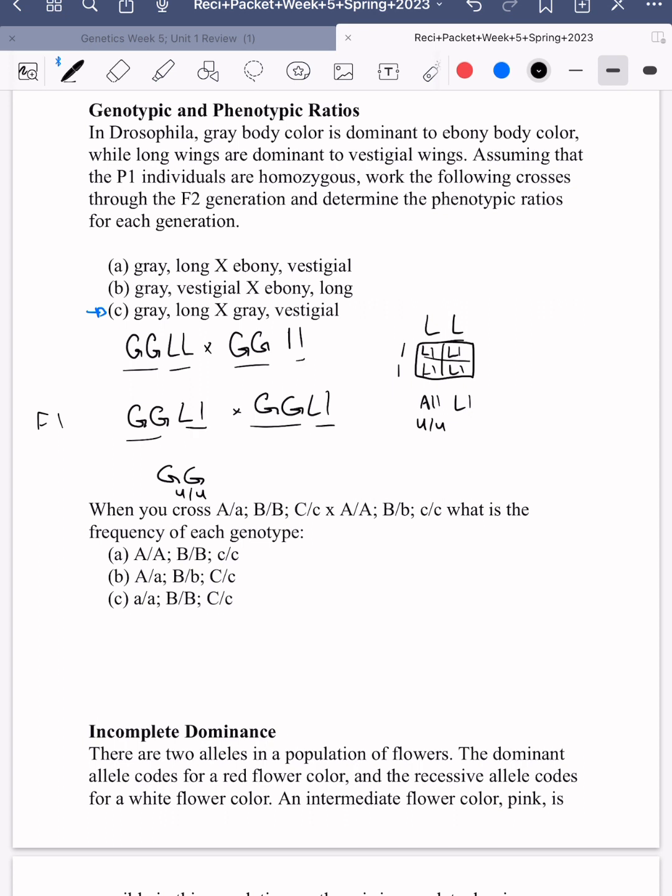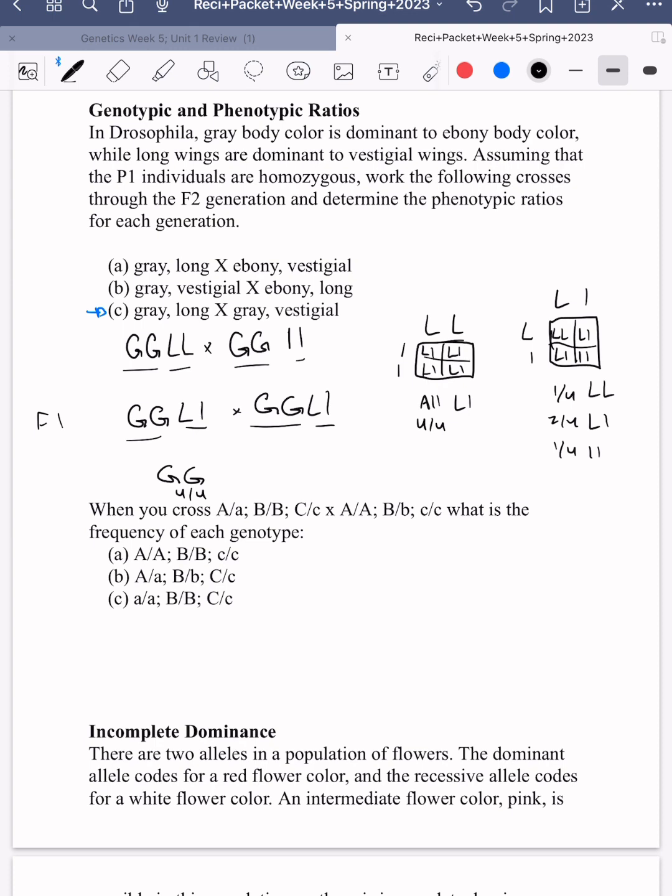We have heterozygous alleles at the L gene. So if we were to do a cross for that, big L, little l, big L, little l, we would find that we're going to end up with 3 distinct genotypes. 1 out of 4 of them having the homozygous dominant genotype. 2 out of 4 of them having the heterozygous genotype. 1 out of 4 of them having the homozygous recessive genotype.